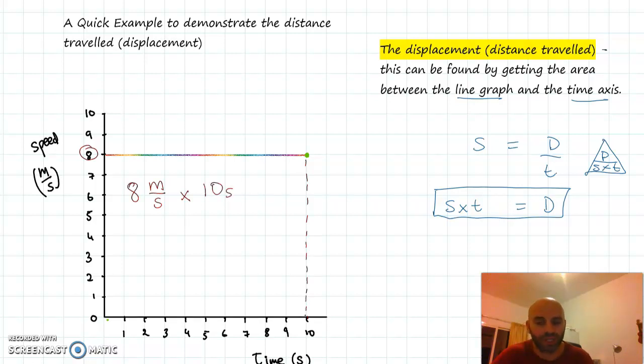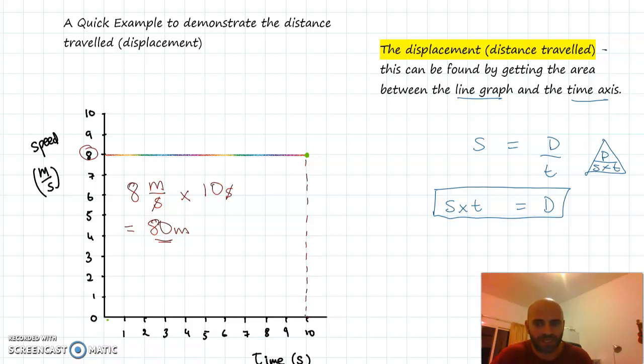Now if you multiply 8 meters per second times 10 seconds, what will happen to your units is you have a second above the line, you have a second below the line. They'll actually cancel out, and you'll wind up with a distance of 80 meters. Okay? Now, how did we get this? We got this by multiplying what was on the y-axis, or the speed axis, by what was on the time axis, or the x-axis. Okay?